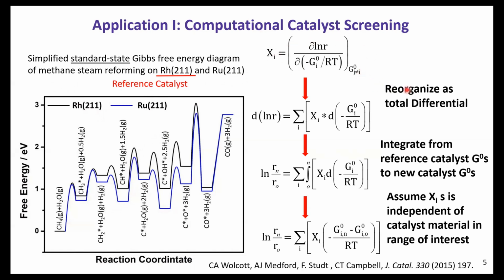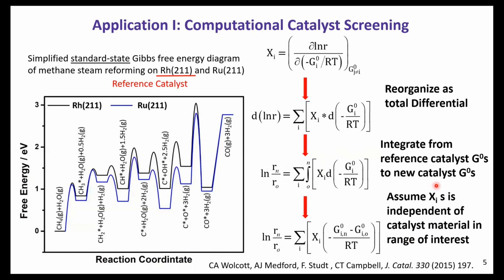So we can reorganize the definition and rewrite it as a total differential like this. And then we can integrate from the reference catalyst, which is rhodium here, to the energy of the new catalyst of interest, which is ruthenium here. And this is the equation. You can use the equation to calculate the relative rate with respect to the reference catalyst using the degree of rate control of species. However, it's usually not easy to conduct the integral in research.